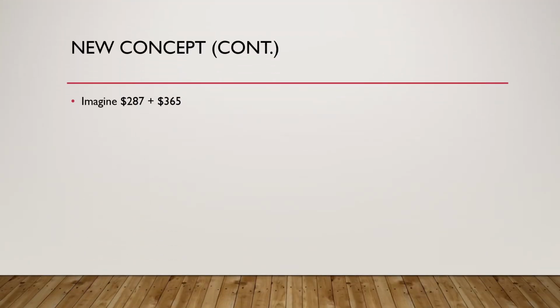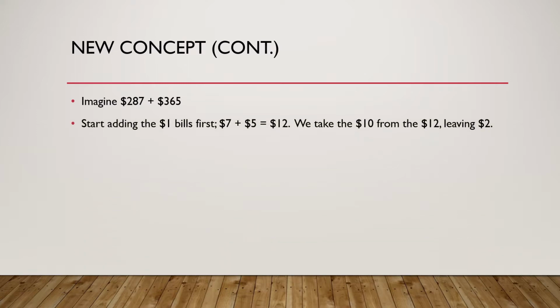Okay, so let's talk about money. Imagine we were doing $287 plus $365. And this is going to get a little confusing using words, but I'll show you in a picture after this, so bear with me. So you start by adding your $1 bills. So you add $7 plus $5 and you get $12. We take a $10 bill from the $12, leaving only $2.